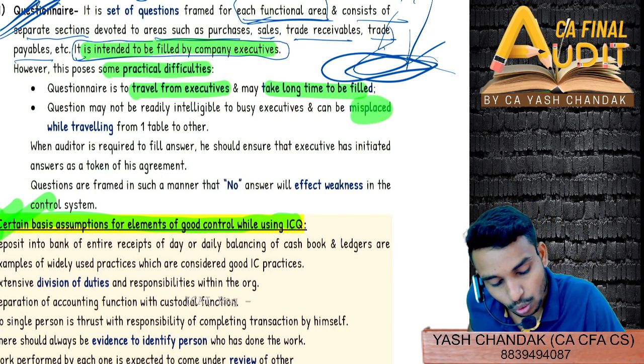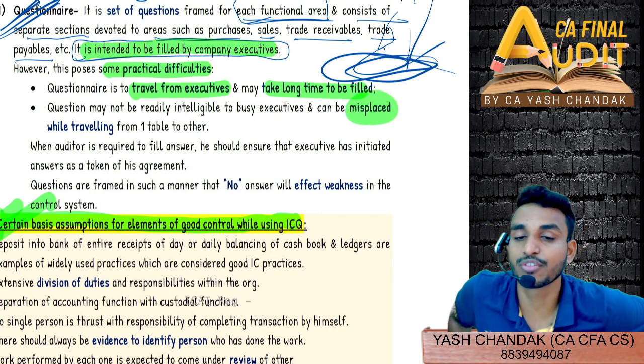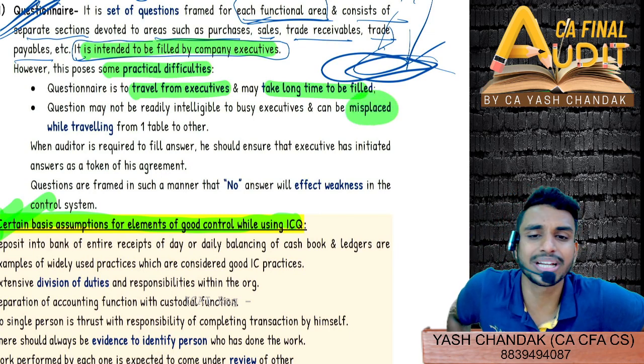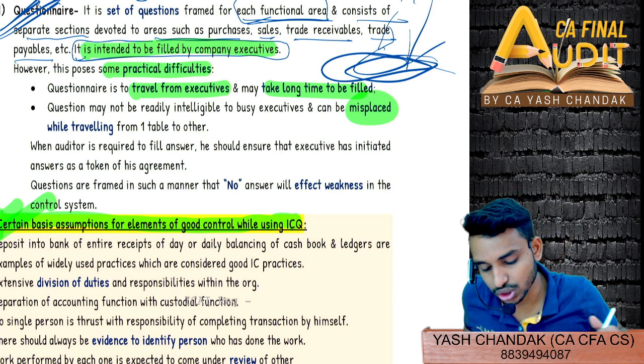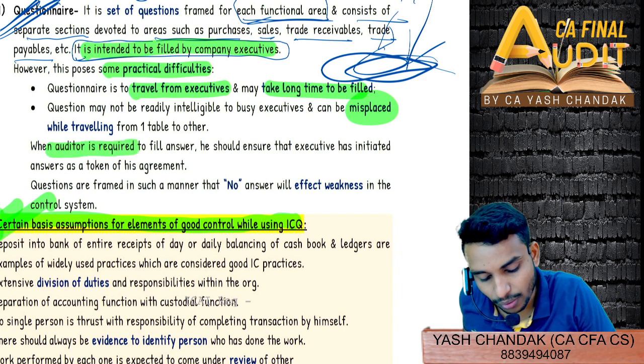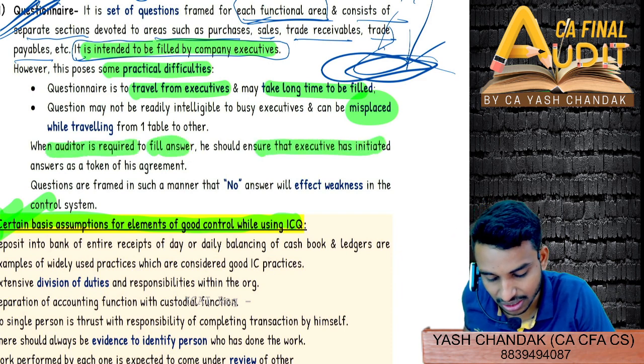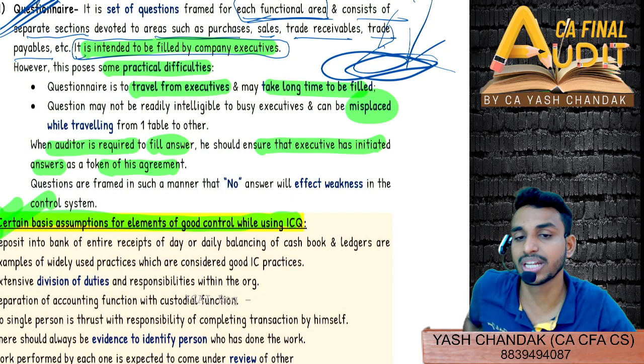Similarly, the questionnaire can also get misplaced while traveling from one place to another. So these are some practical difficulties which have generally been observed when giving the ICQ, the internal control questionnaire. So when the auditor is required to fill the answers, he should ensure that executives have initialed the answers as a token of their agreement. That means what?